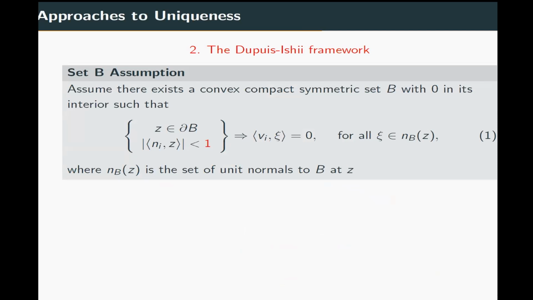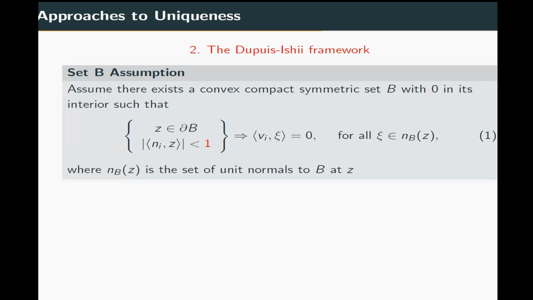And then Dupuis and Ishii came up with a sort of abstract and maybe at first not immediately recognizable condition, which is that there is some geometry. So they want a convex compact symmetric set B with 0 in its interior. I want to mention that this class of sets is in one-to-one correspondence with the level sets of norms in R^d. Okay, so just a little comment here.